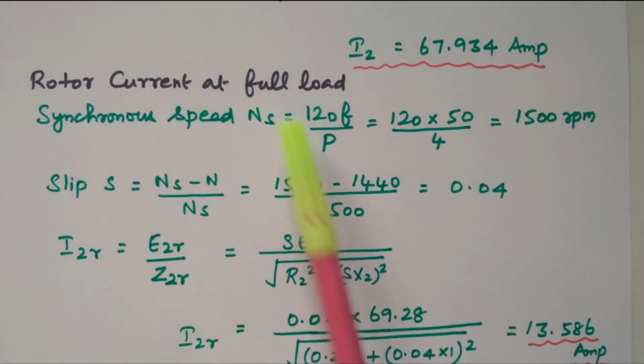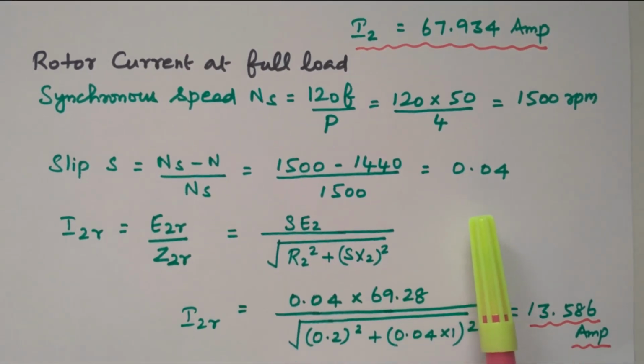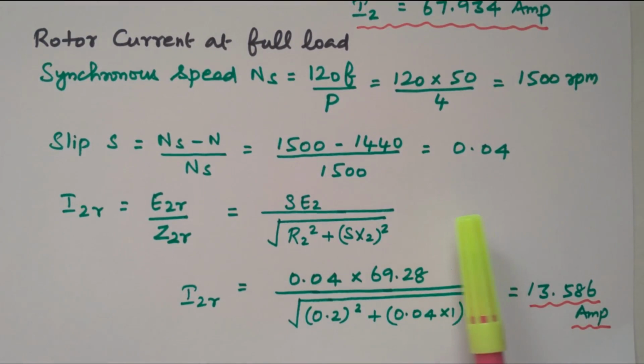For a full load, we definitely need the value of slip of the induction motor. Then only we can find the full load parameters. So I2R equals E2R divided by Z2R. Previously I2 equals E2 by Z2. During running condition it is given I2R, where R refers to the running condition, E2R is the EMF under the running condition, and impedance also under the running condition. How will you find E2R?